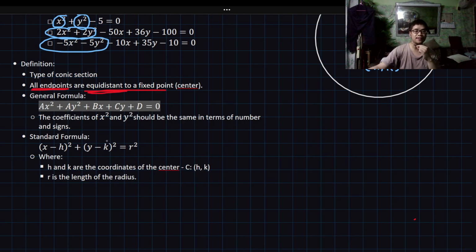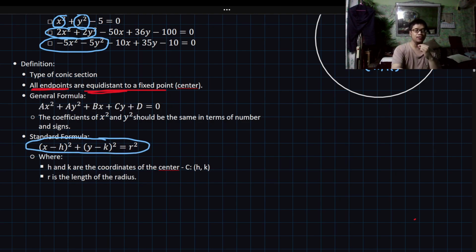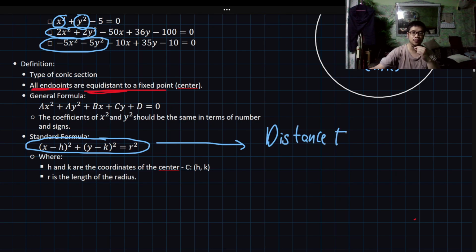Then we have the standard formula. Now we have another formula to know, which is the standard formula. This one is so useful that it will actually tell you what the circle would look like. In fact, this one is derived from the distance formula.